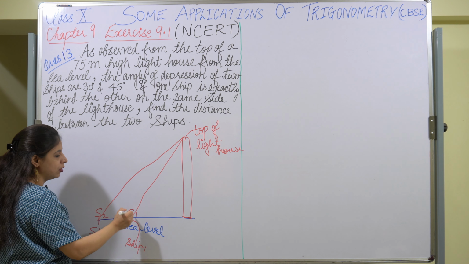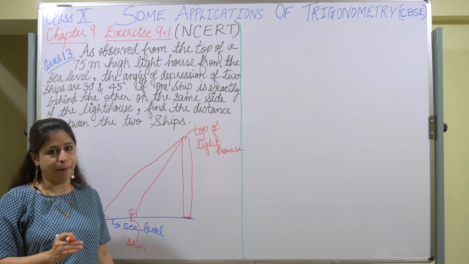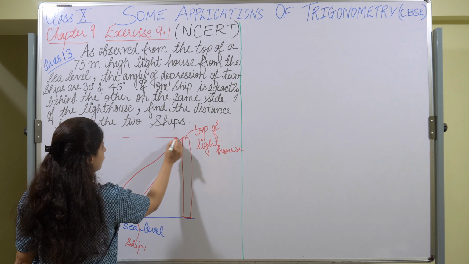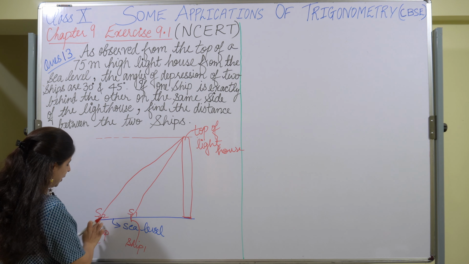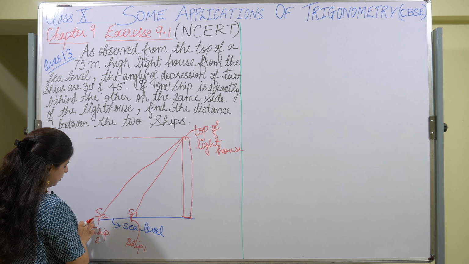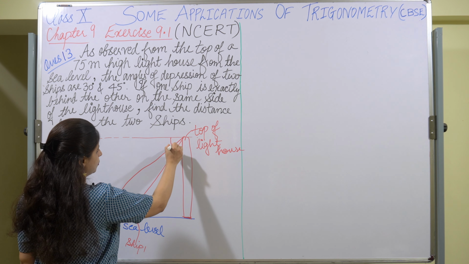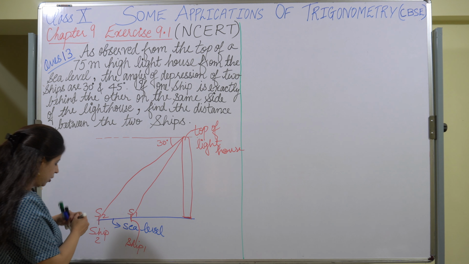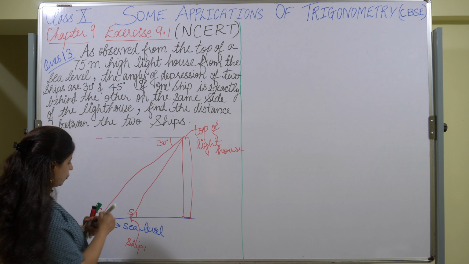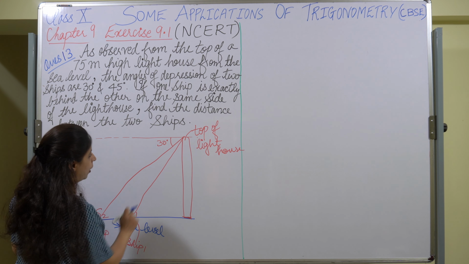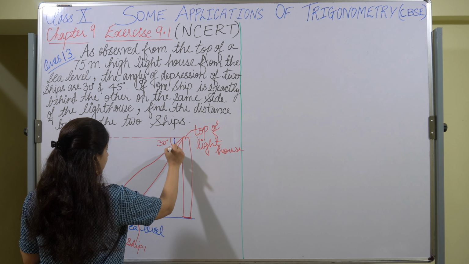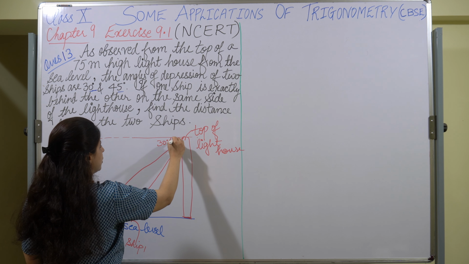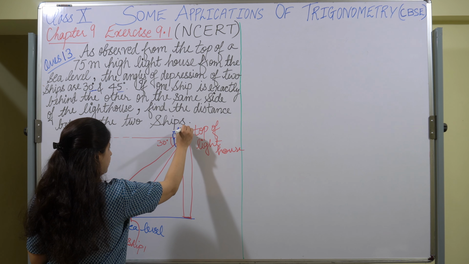The angle of depression is always given when we are viewing from the top. For that we need a reference, so we are taking this as a reference. The angle of depression when viewed from here to the ship over here, let it be 30 degrees. Then the other angle of depression for ship 1 be 45 degrees, because they have given 30 degrees and 45 degrees.